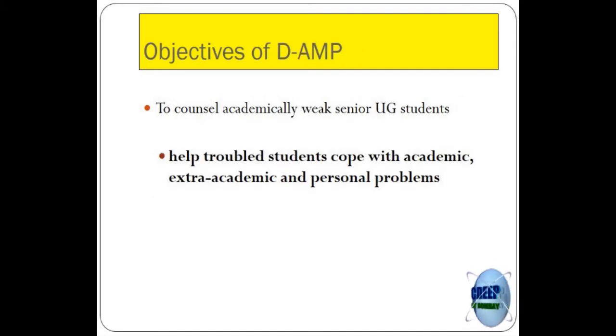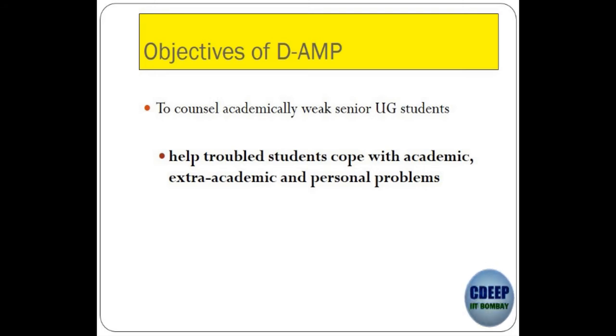Now coming to the objective of the department academic mentoring program. Remember, this is the second wing of the student mentor program, which is actually dealing with undergraduates. The second wing is the department academic mentoring program. What is the objective? To counsel or to mentor academically weak students, and these are senior students, not first year students, but second year, third year, fourth year students, and to help the troubled students cope with academics, extra academics, and personal problems.